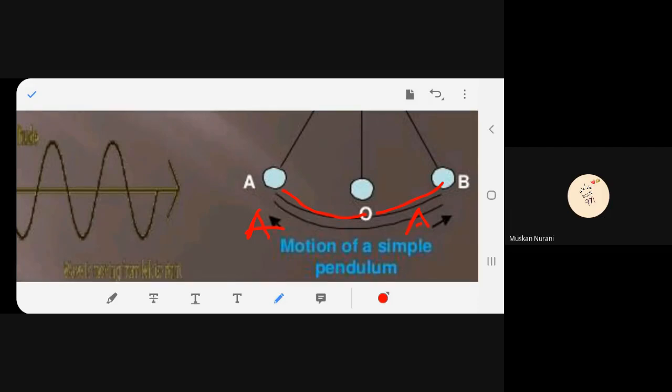We saw with the help of wave formation. Now we are seeing with the help of a pendulum. So what is amplitude over here? OA is the amplitude and OB is another amplitude. Yes? Back and forth motion, to and fro motion. What do you say? Boys, are you understanding or not? Yes, ma'am. Okay.